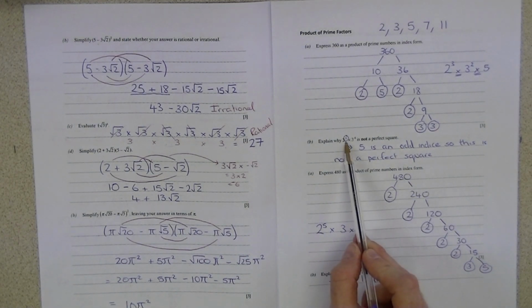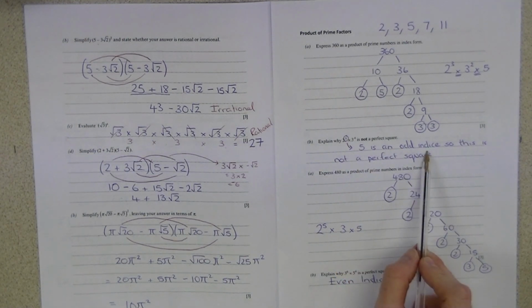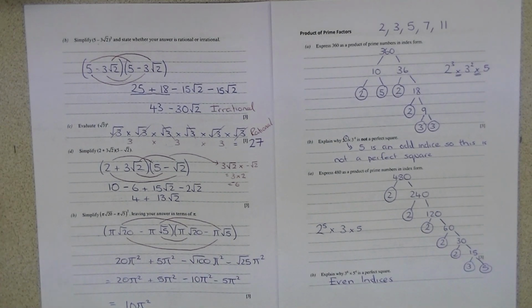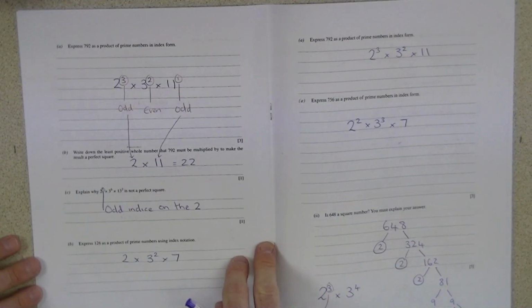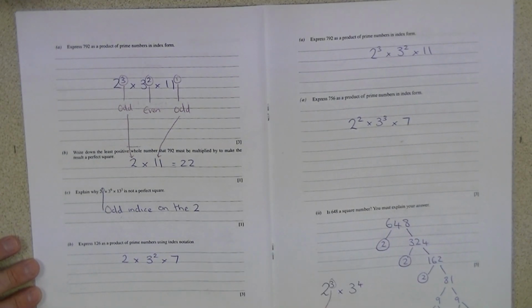This one, 2 to the power 5 already. 5 is an odd index, so this is not a perfect square. Let me give you some more of these, although you should try them. I've become lazy. I haven't even bothered with methods. I've just gone straight for the answers.